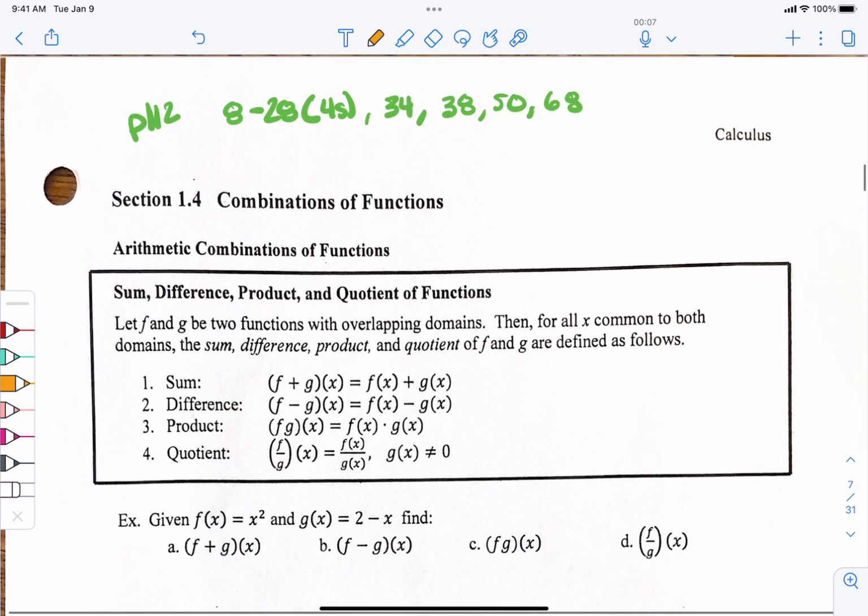Okay? So the thing that's probably going to confuse you is they will write it as f plus g of x. Okay? That just means f of x plus g of x. You're just adding those two functions together, combining like terms if you can.